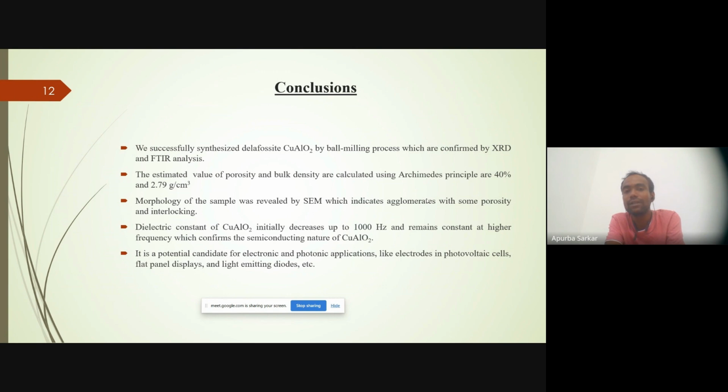It is a potential candidate for electronic and photonic applications like electrodes in photovoltaic cells, flat panel displays, light emitting diodes, etc.